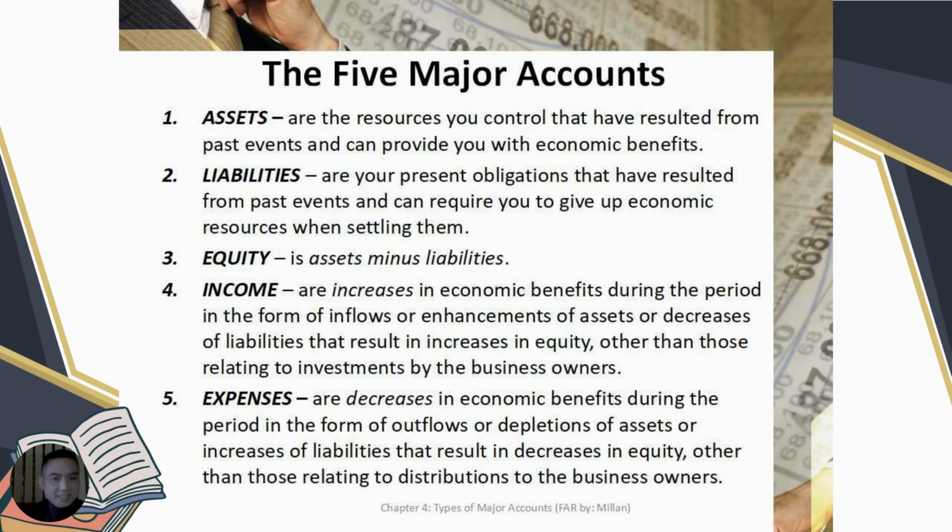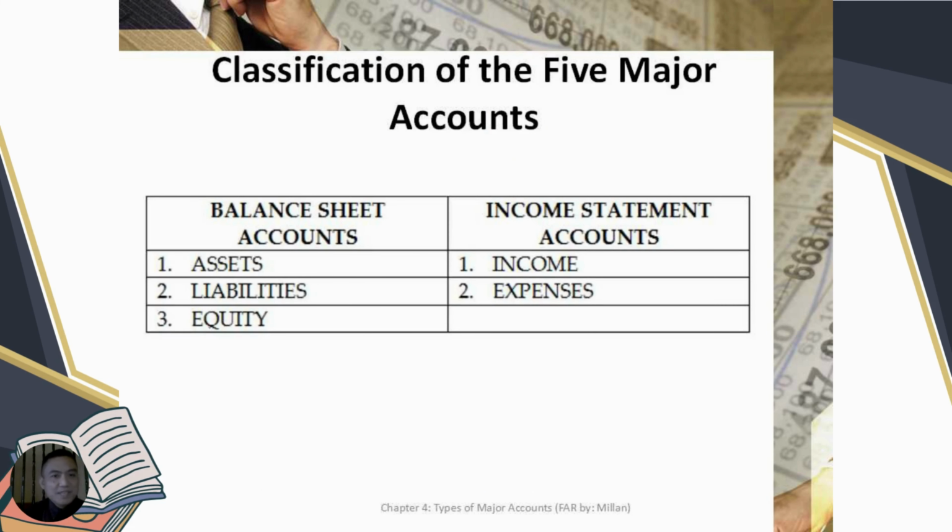Income are increases in economic benefits during the period in the form of inflows or enhancement of assets or decreases of liabilities that result in increases in equity other than those relating to investments by the business owners. Expenses are decreases in economic benefits during the period in the form of outflows or depletions of assets or increases of liabilities that result in decreases in equity other than those relating to distributions to the business owners.